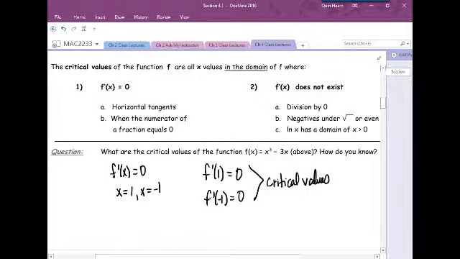Now remember, f prime of x was actually 3x squared minus 3. This is never undefined. It doesn't have any fraction, it doesn't have a square root, it doesn't have a natural log. It's never undefined, so there's not going to be any critical values due to the derivative being undefined. Only critical values due to the derivative equaling 0 for this particular function.